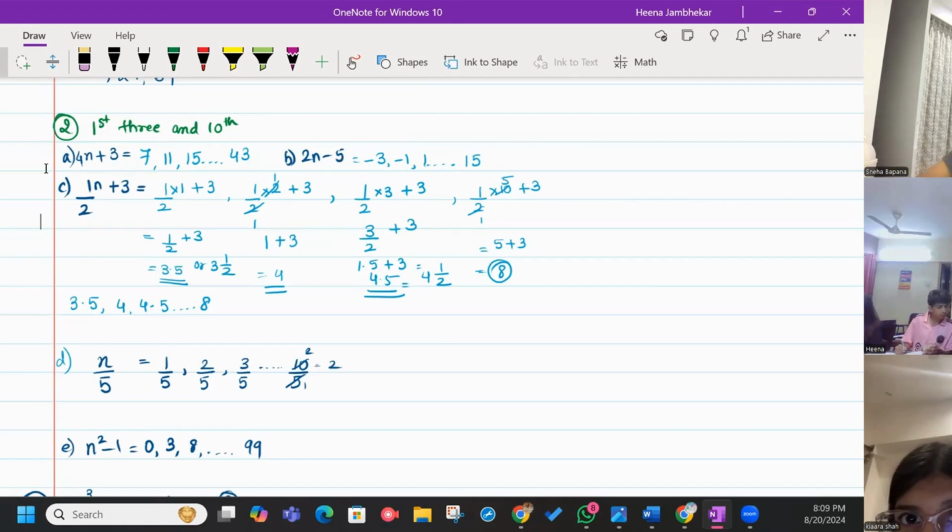If you are getting confused here, I'll do 1 upon 2 multiplied by 2 plus 3 like this. So this is nothing but 2 1s are 2, 2 upon 2 plus 3. What is 2 upon 2? 1. So it's going to be 1 plus 3. Your answer is 4. So this becomes my second term. Now to find the third term, what will you do? n is equal to 3.